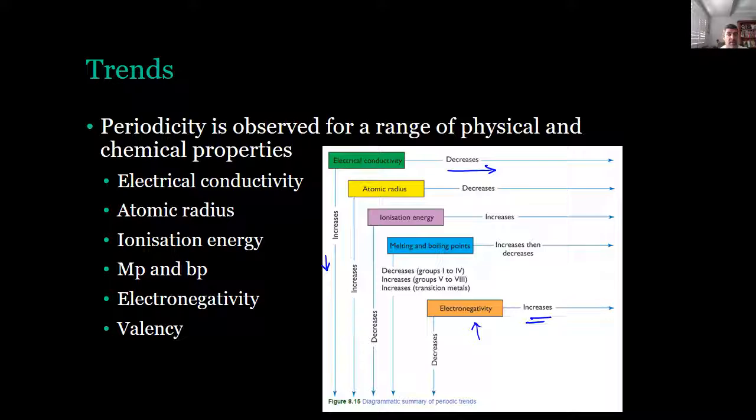So as I say, we're going to plot some of these and set up some graphs in class that hopefully will give you an idea of periodicity and how these trends are observable both across the period and also within the groups.